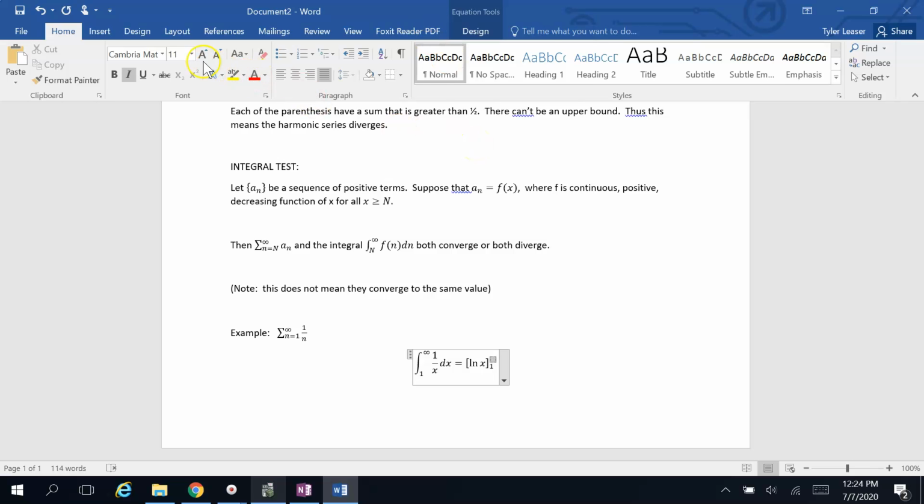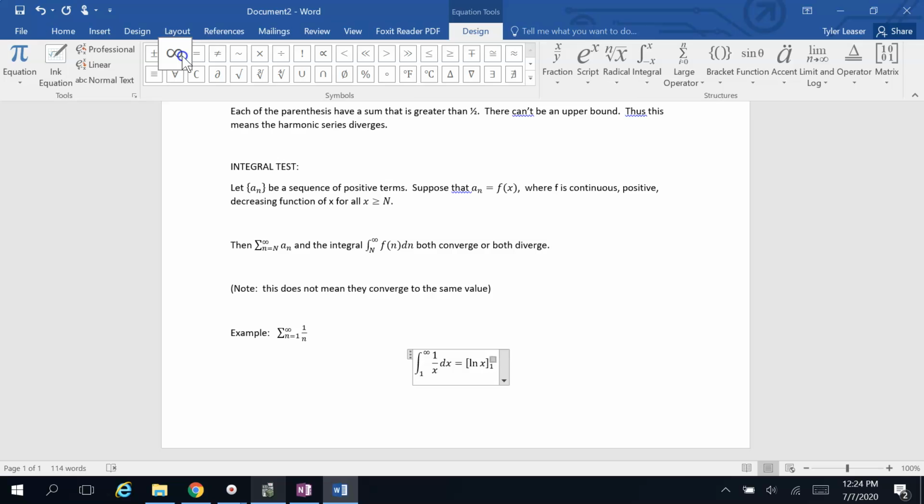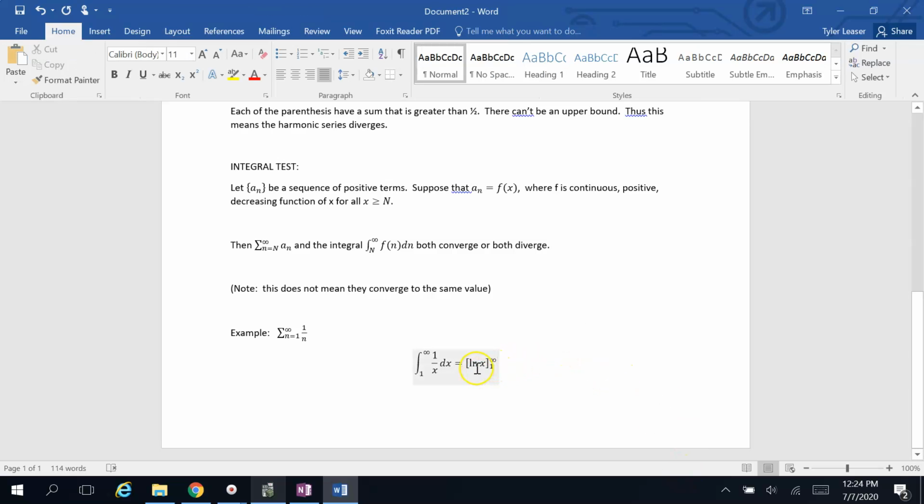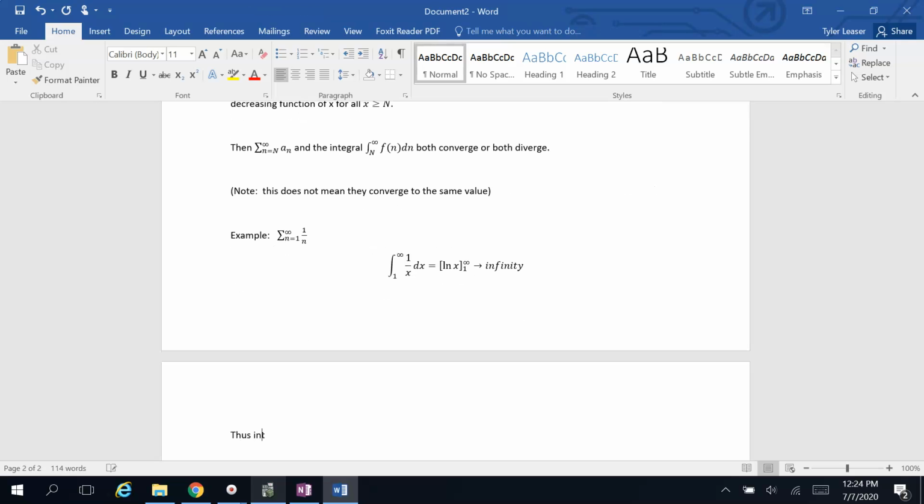All right, so it's not obvious that this diverges by itself. But if you look at the natural log graph, or if you just plug really big numbers into the natural log, you should see that the natural log of infinity blows up to infinity. The natural log of 1 is just 0. So in other words, this still goes to infinity, which means that the integral diverges, which by the integral test means the series also diverges.